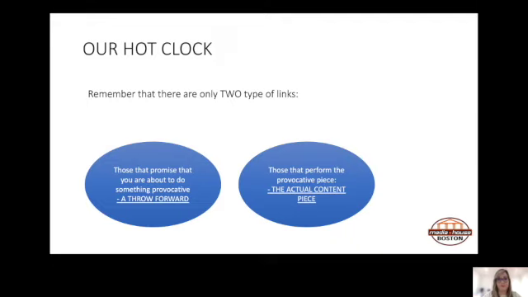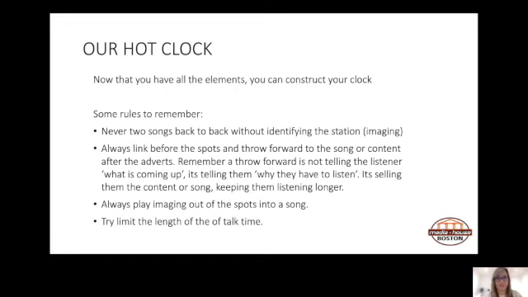So our hot clock, as I called it, remember that there are only 2 types of links. Those that promise that you're about to do something provocative, so a throw forward, which can also be a teaser. And on the other side, those that form the provocative piece, so the actual content piece. So that's the 2 types of links. Now that we have these elements, you can see I'm helping you more and more with these. You can construct your clock. There are, however, a few rules that you need to remember. That is that you never play 2 songs back to back without identifying the station, so without playing a station imaging.